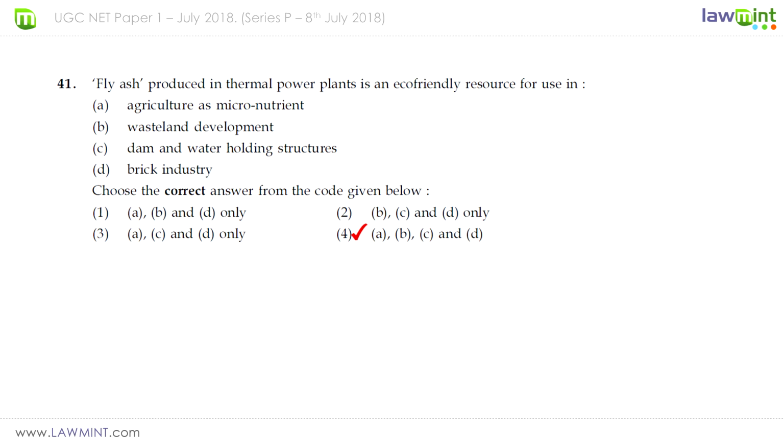And it has been used in the brick industry to make mud bricks, as well as fly ash is mixed with cement to make cement bricks. So when bricks are made, they can be used in dams and water holding structures. So C also will be correct. So when we come down to the answer choices, choice 4 has A, B, C and D, which is the correct answer.